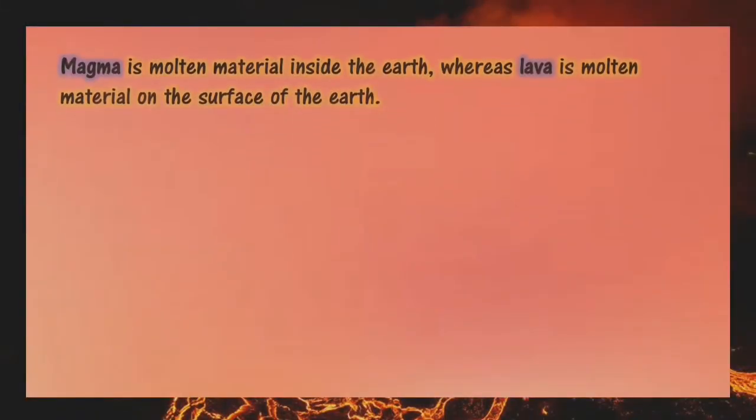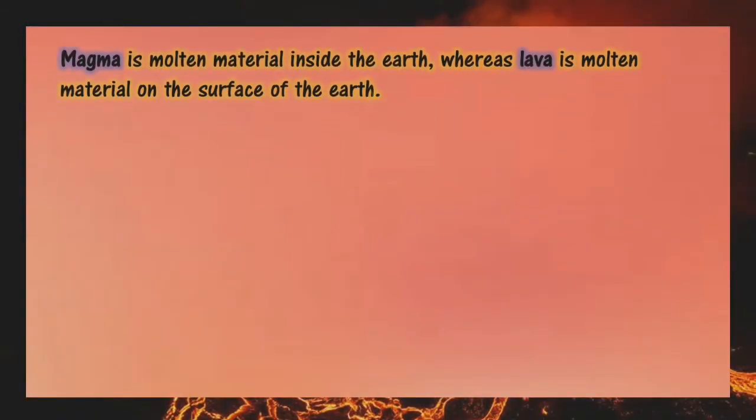All of those types are dangerous to people, especially those who live near the volcano. They only differ according to the amount of energy and materials released from it. One of the materials of a volcano is magma. Magma is a molten material inside the earth, whereas lava is molten material on the surface of the earth.